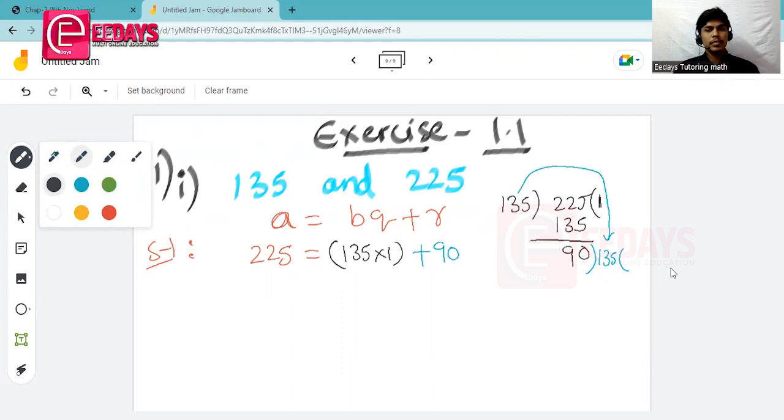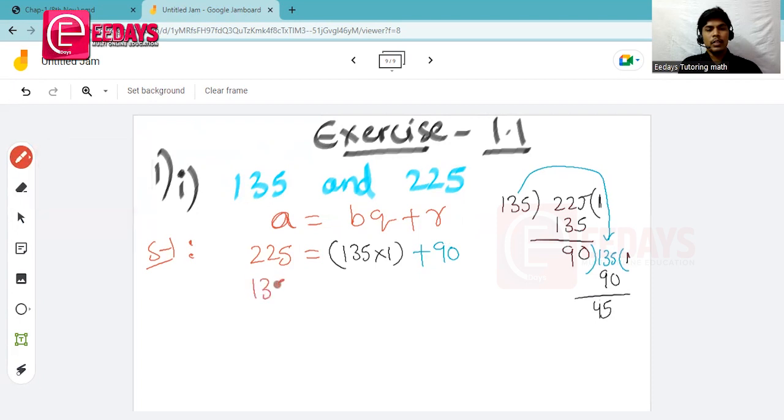Yeah, it is there. So 9 tens are 90, right? So 90 into 1 is 90. So 135 minus 90, you'll get 45. Again, we couldn't get the remainder 0. That's why we just write 135, we split it like that.